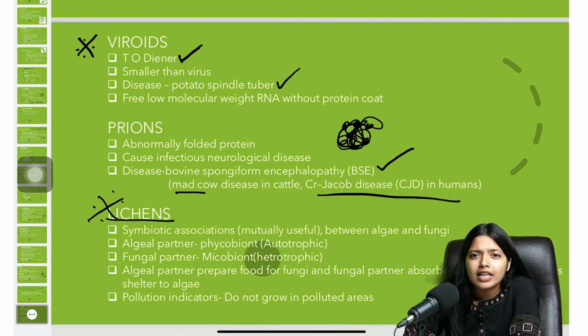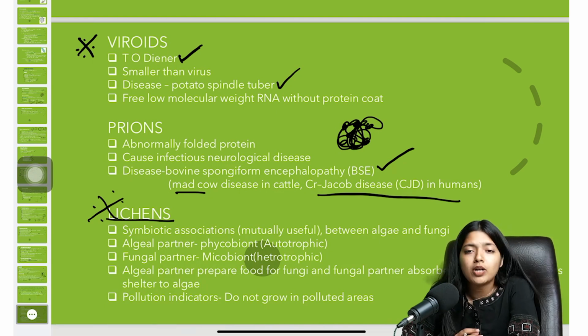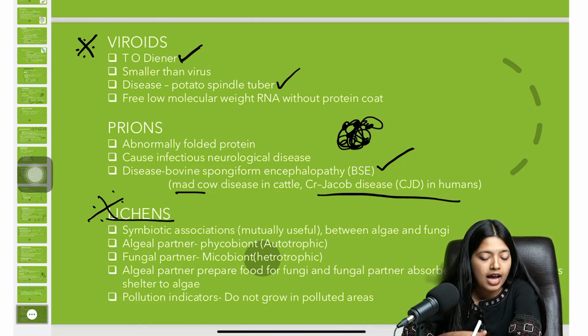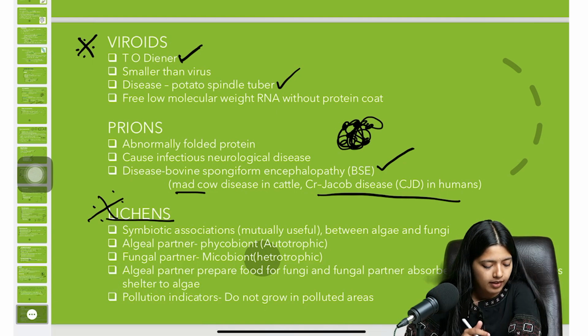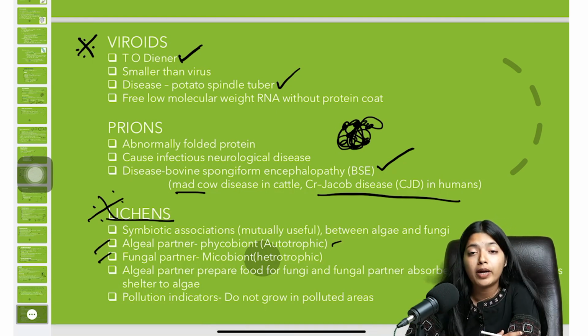The study of algae is known as phycology, and the study of fungi is known as mycology. It's an extra point; if you want, you can note it down. So, lichen is a mutually useful association between algae and fungi. The algal partner is phycobiont and the fungal partner is mycobiont. Algae can produce their own food. They are members of kingdom Plantae and are autotrophic, but fungi are heterotrophic.